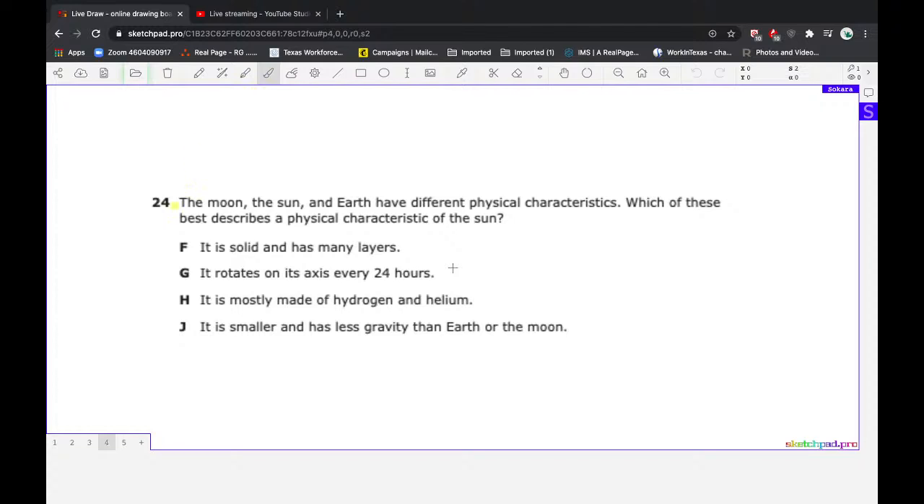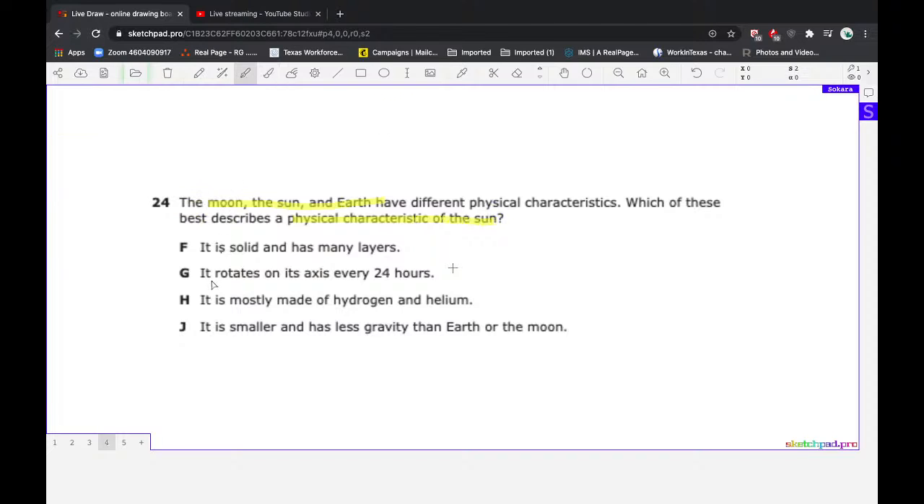Okay, so 24. Let's highlight the key information. The moon, the sun, and the earth have different physical characteristics. Which of these best describes a physical characteristic of the sun? Okay, physical characteristic of the sun. Alright, let's read each option choice and determine which one is correct.